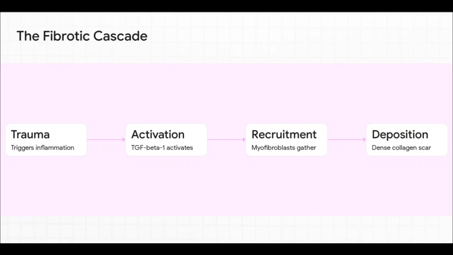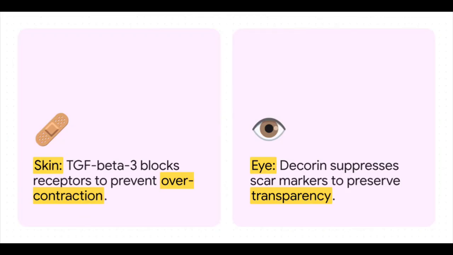That TGF-beta-1 then recruits contractile myofibroblasts right to the site. And finally, those myofibroblasts deposit a dense, highly disordered type 1 and type 3 collagen scar. That exact cascade is what we desperately need to intercept. Because we deeply understand that specific pathway, we can step in with highly targeted molecular interventions.